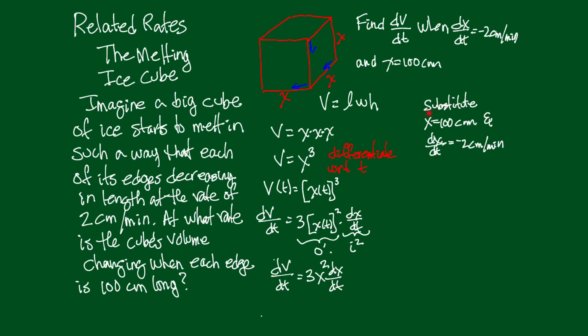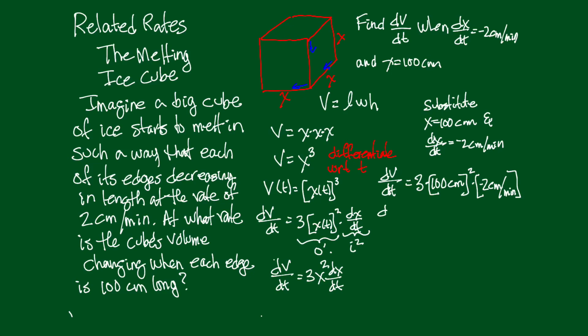All right, now up here, let's substitute. I'll substitute 100 centimeters for x. Don't forget the units. And then dx dt, we're given that to be negative 2. Negative because it's decreasing in size, right? The ice is melting, so it's getting smaller. Negative 2 centimeters per minute. So let's substitute. So we will get that dV dt equals 3 times 100 centimeters squared times negative 2 centimeters per minute.